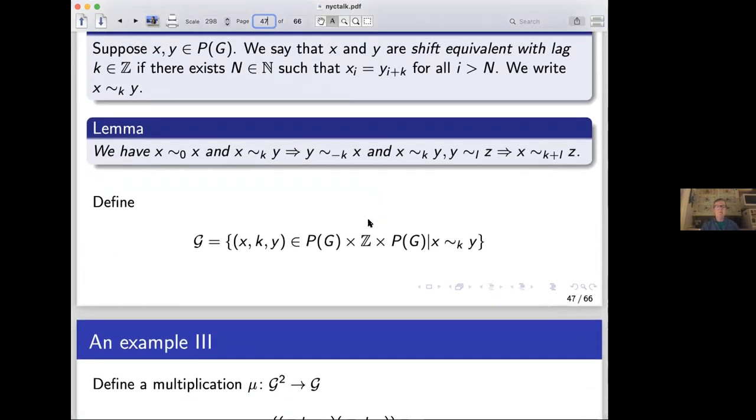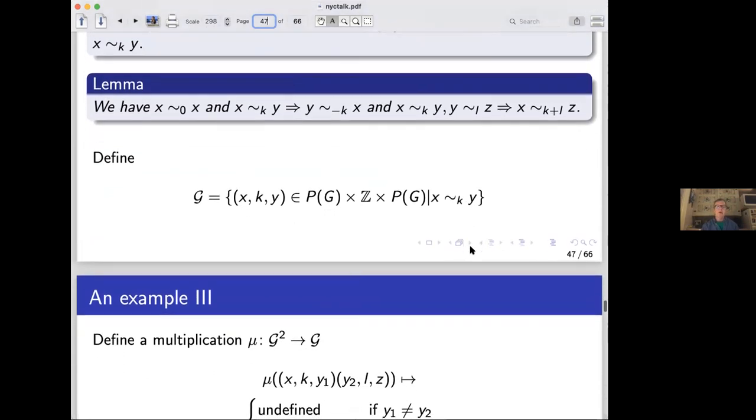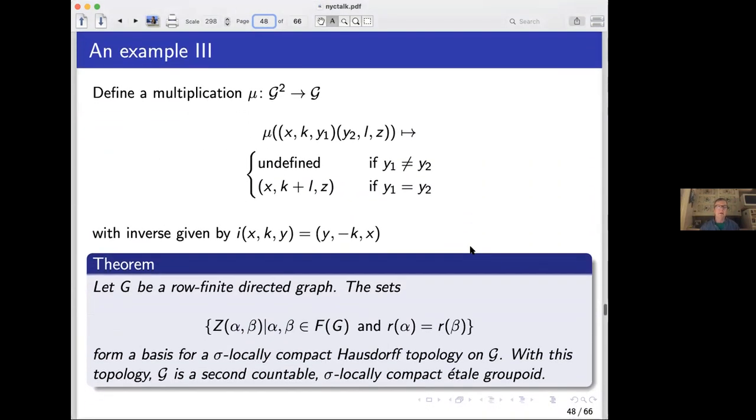And then I'm going to define, so this is just properties of this shift equivalence. I'm going to define G to be, so now I'm defining the arrows of my groupoid. So an arrow from X to Y is going to be a K such that X is K equivalent to Y. And I can then define a multiplication in exactly the way that you would expect. So if you give me two such paths, then I define the operation this way.